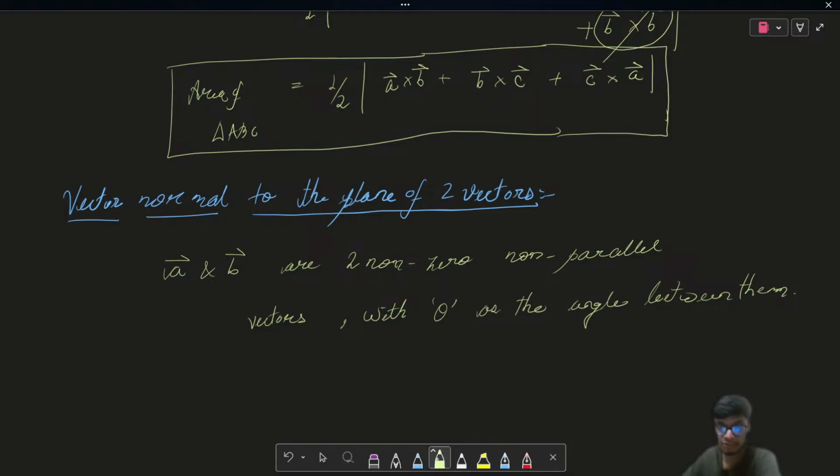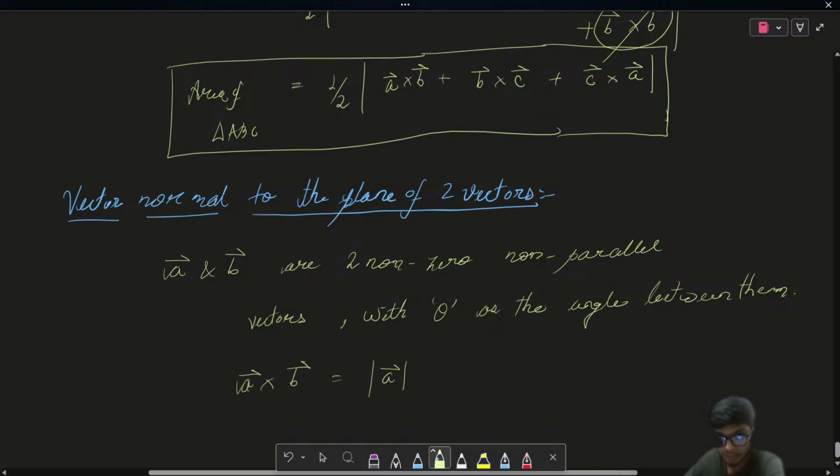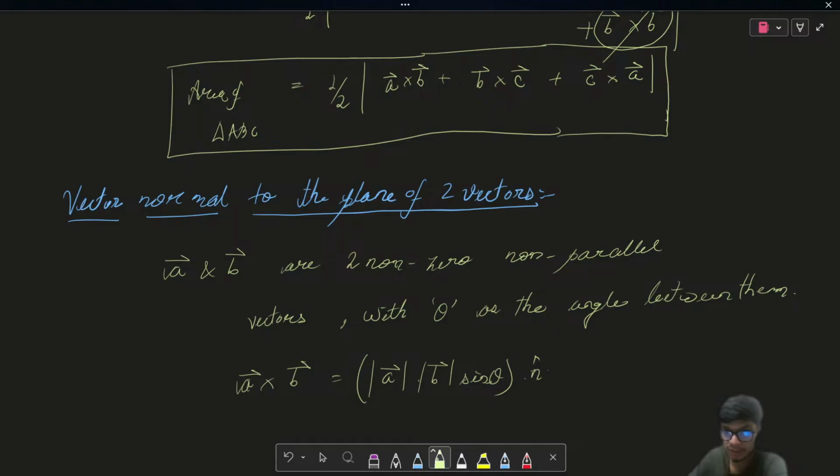What we have studied so far is that a vector cross b vector is given as mod of a into mod of b times sine of theta multiplied with the n cap. So n cap denotes the direction of the vector, which is a unit vector in the direction normal to both the vectors, and it is out of plane. This is what we have seen in our previous discussion.